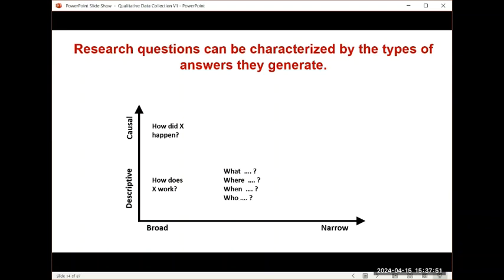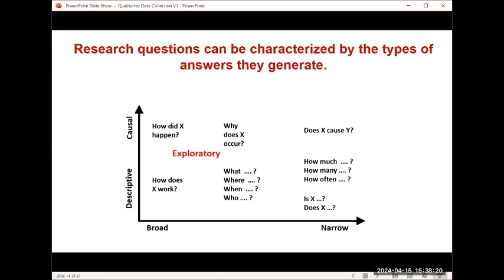Okay. Somewhere in the middle are the W questions. What, where, when, and who is doing something, or why does X occur? These are simpler, narrower answers than we get on the left. And then on the far right, we've already started talking about this. Is X, or does X, fill in the blank? Or how much, how many, how often? Or does X cause Y as the causal, right? So on the left-hand side, you have exploratory. On the right-hand side, you have confirmatory.